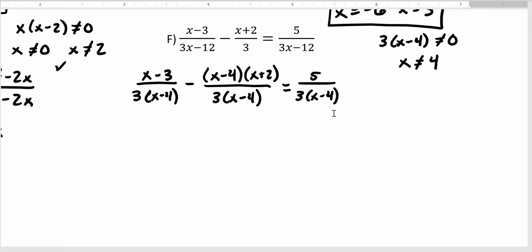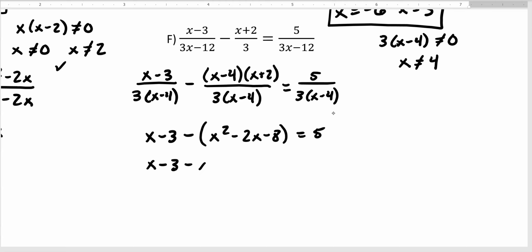So now that I've done that, I have those denominators all the same. So I can say x minus 3 minus, now this all needs to be in parentheses because it's all being subtracted, x squared minus 2x minus 8 equals 5, right? Just looking at my numerators. So I have x minus 3 minus x squared plus 2x plus 8 when I distribute those negatives equals 5.